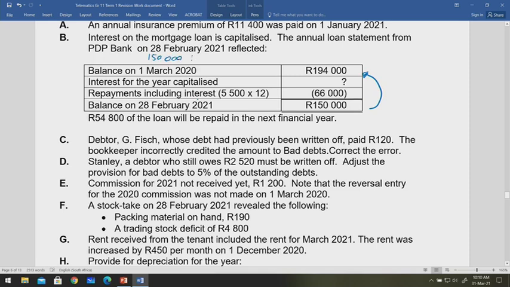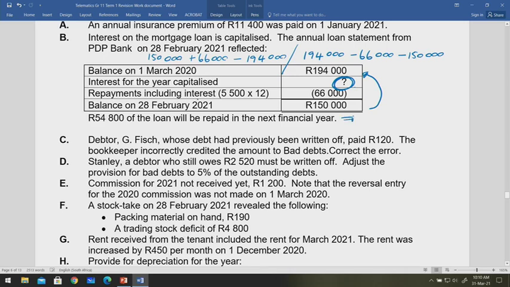Then we add the 66. When we work from the bottom upwards, we change the signs. Minus 194,000. Obviously, you can also say, starting from the top, 194,000 minus 66,000 minus 150,000 to give you this amount, the amount of the interest that must be shown on the profit and loss account.